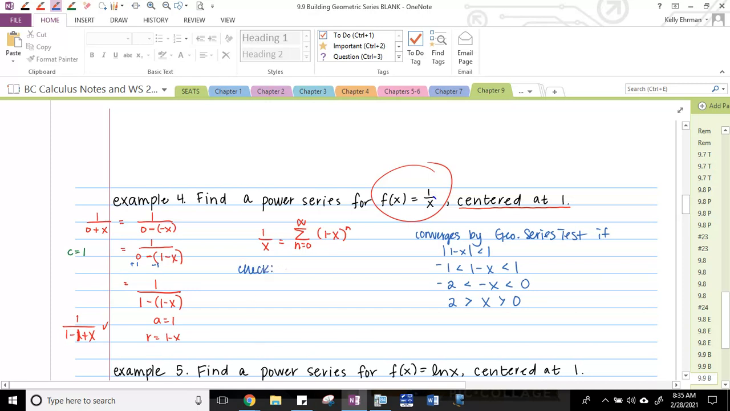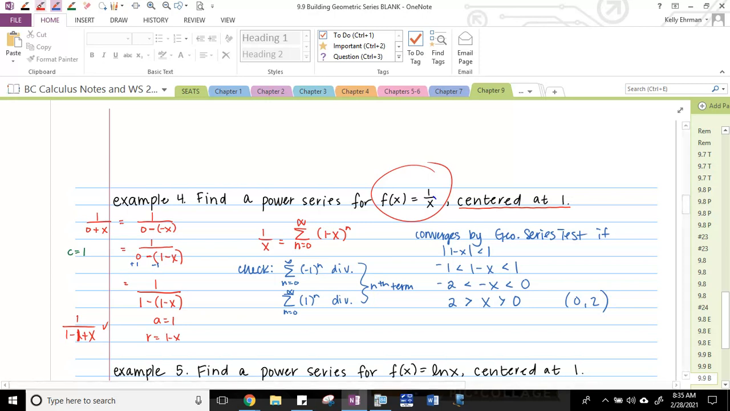Check the endpoints. Let's see. So if I plug in 2, I get negative 1 to the n. That diverges, right? That's just a series of 1, negative 1, 1, negative 1. And if I put in 0, I get 1 to the n. That also diverges. Those are both nth term test. That's just 1 plus 1 plus 1 plus 1. All right, so the interval of convergence is 0 to 2.